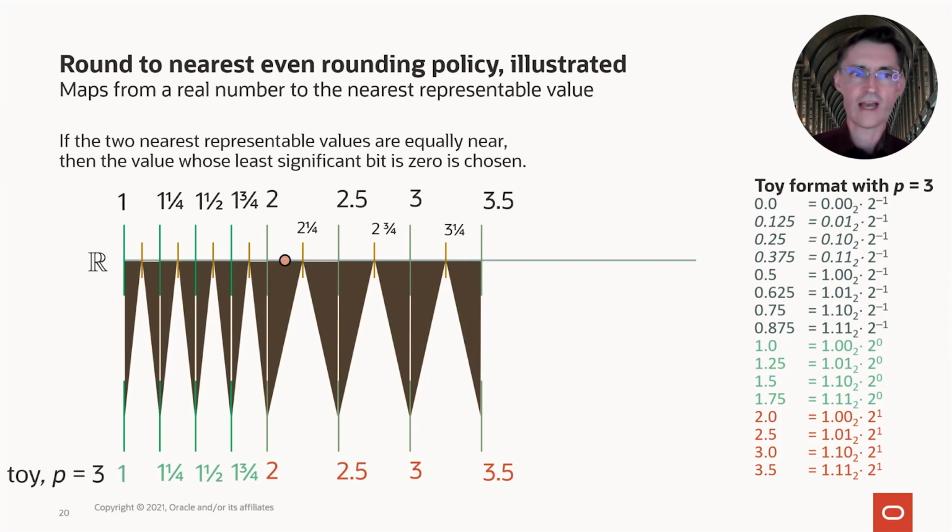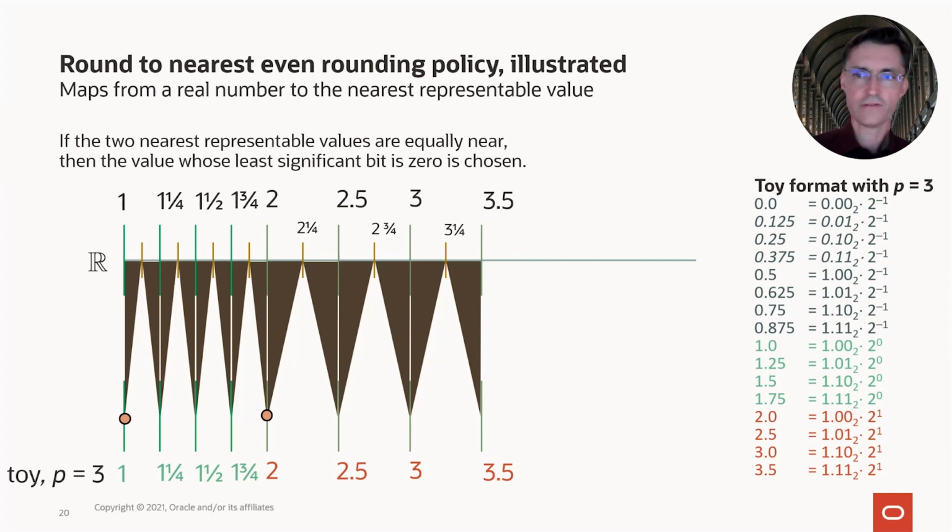So concretely, we have our examples from before. If we take 2 1/8, we can see this would round down to 2. If we have 1 1/8, that's halfway between 1 and 1 1/4. If we go look to the listing of the values on the right-hand side, we see 1 and 1 1/4 listed out, and the least significant bit of 1 is 0. That means in this case, we should also round down to 1.